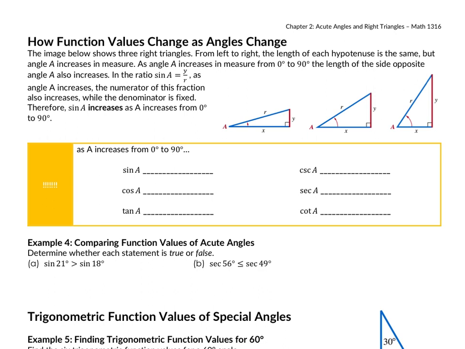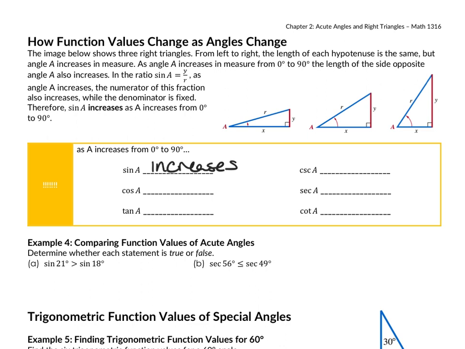If we're thinking about sine, it is going to be y divided by r. In this triangle, we have a small number divided by r. Then we have a medium number divided by r. Then we have a large number divided by r. Since our numerator is increasing and our denominator, our radius, is staying the same, that means that my number is getting bigger. So as A increases from 0 to 90 degrees, sine of A increases.